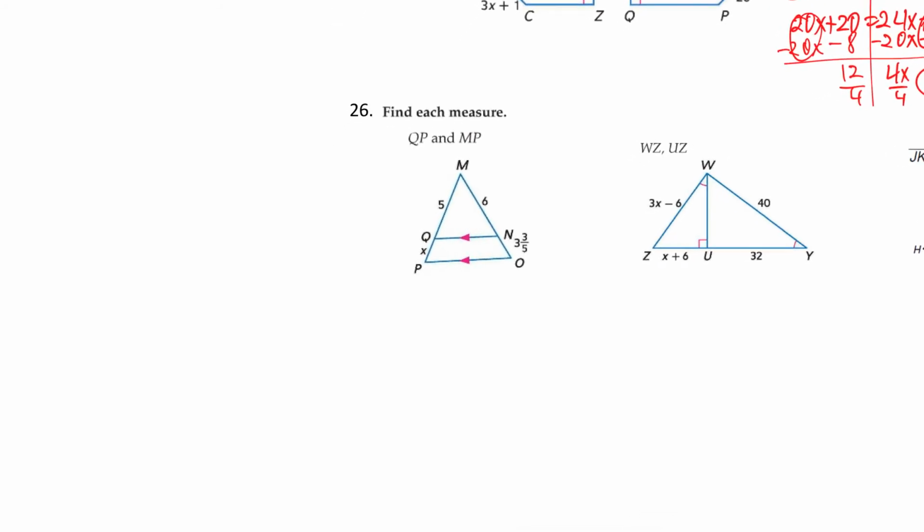Okay, number 26. Since these are parallel, it makes this proportional. So 5 is to 6 as x is to, I'm just going to change that to a decimal. 3/5 is the same thing as 0.6, 6/10. So 3.6. Cross multiply, you get 6x equals 18, divided by 6, x equals 3.